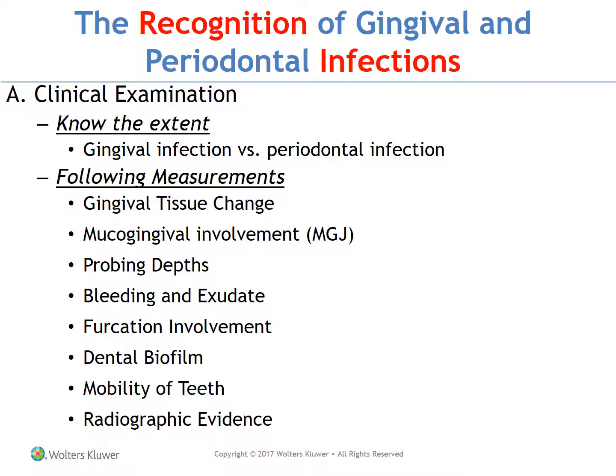Is there furcation involvement? When you're probing in there, can you feel that furcation? Okay, how much dental biofilm is in there? You're going to want to check that mobility by using two dull or blunted instruments. Okay, and then you're going to look at your radiographs also. So this is all going to help you determine whether it's gingival or periodontal.